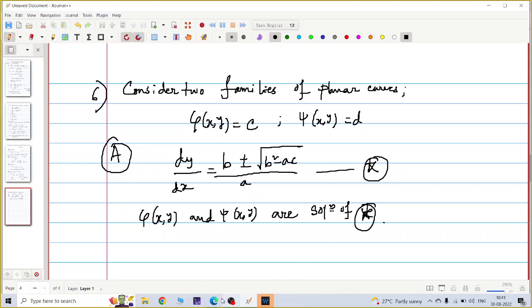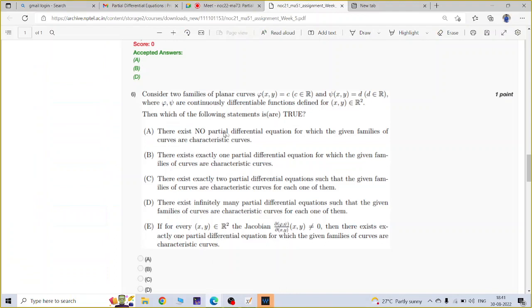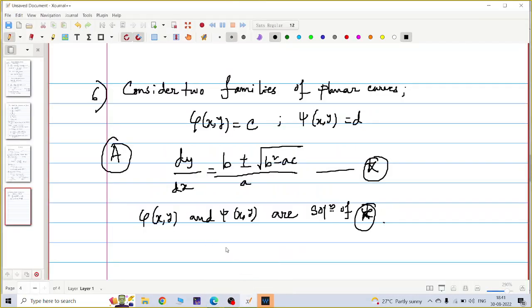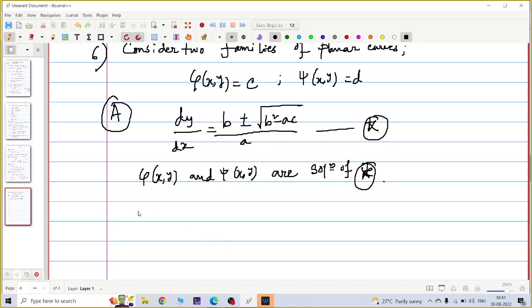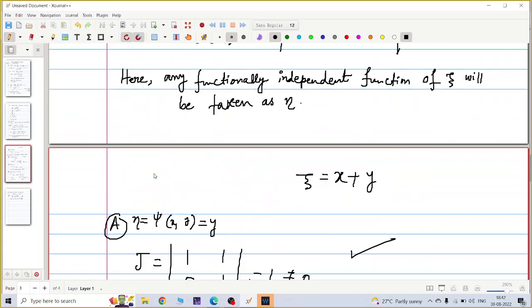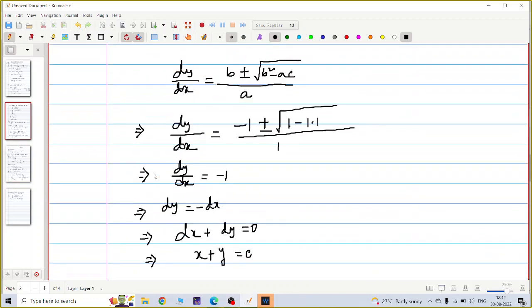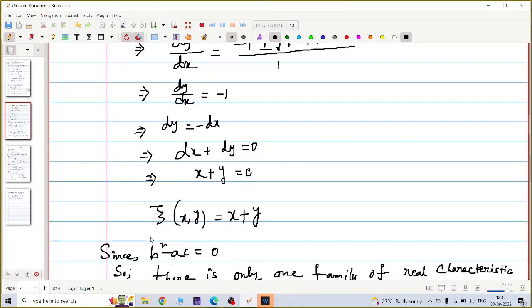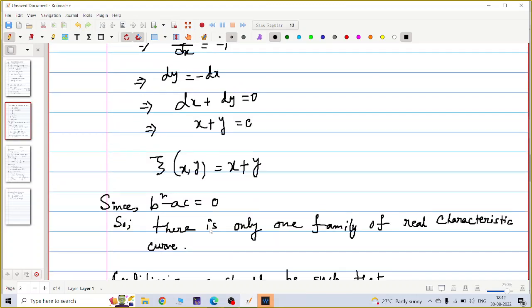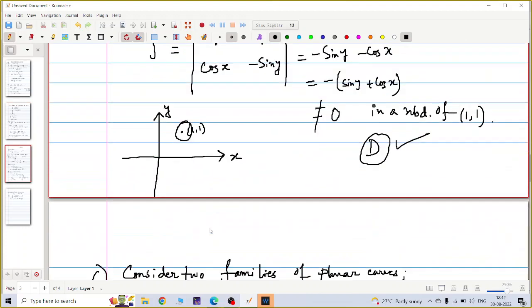So what is option A saying? Option A is saying that there is no partial differential equation for which the given families of curves are characteristic curves. Is it possible? There are no PDEs for this? False, sir. There are PDEs, because phi and psi are given curves. So I can write some equation whose solutions are phi and psi, like the last time also. As in the previous question, what I did is xi is my phi and eta is my psi. So I can easily find the equation between them, right? So option A is false.